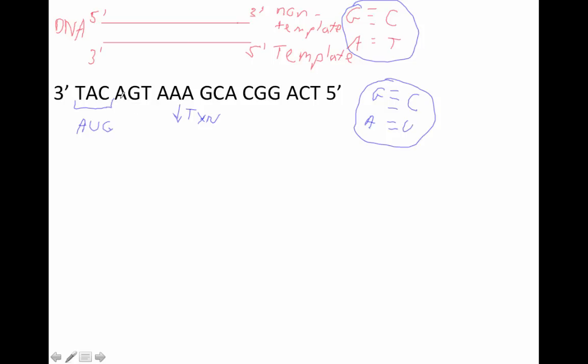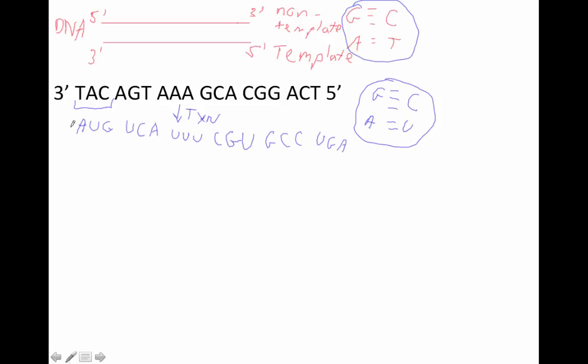Okay, welcome back. So AGT, let's transcribe that into the RNA. A is a U, G is a C, T binds to an A. So we have U, C, A. AAA is going to be U, U, U. GCA will be C, G, U, because remember, there's no T's. CGG will be G, C, C. And ACT will be U, G, A.